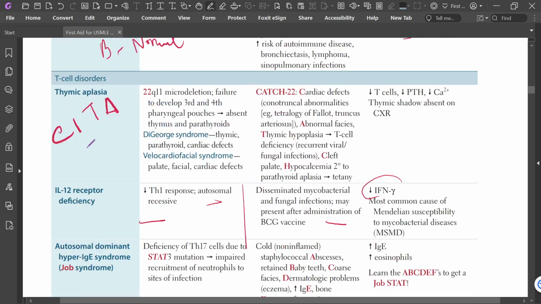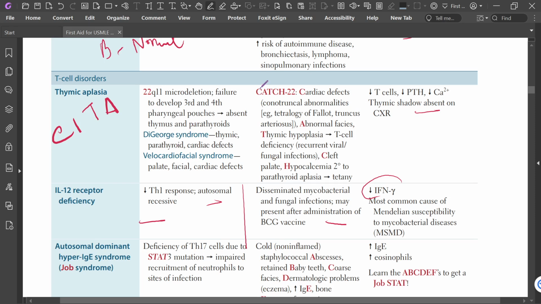And thymic aplasia: there is DiGeorge syndrome, velocardiofacial syndrome, a 22q11 microdeletion, with failure to thrive, and third and fourth pharyngeal pouch defects, with absent thymus and parathyroids. So there is an absent thymic shadow on chest X-ray.